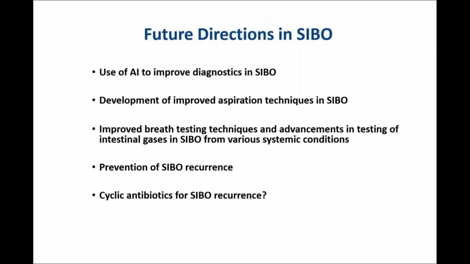What about future directions in SIBO? The use of AI to improve diagnostics, as we talked about this smart capsule, development of improved aspiration techniques in SIBO, improved breath testing techniques and advancement in testing of intestinal gases in SIBO from various systemic conditions, and prevention of SIBO recurrence is important, as well as cyclical use of antibiotics for SIBO recurrence.